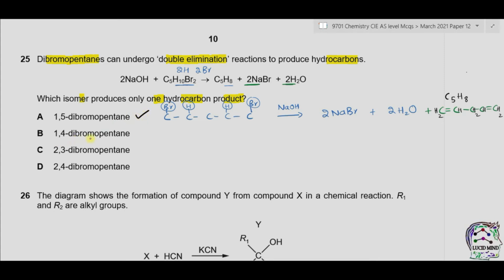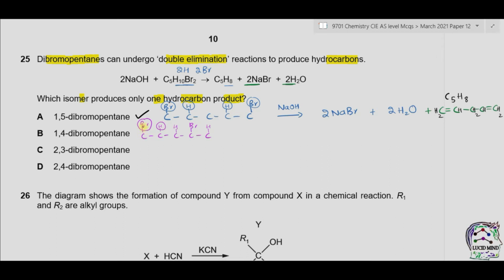In B we have 1,4-dibromopentane. Again we can draw pentane having 5 carbon atoms in the long chain. On the first carbon and fourth carbon atom we have bromine. From the adjacent carbon hydrogen will be removed and elimination will take place.